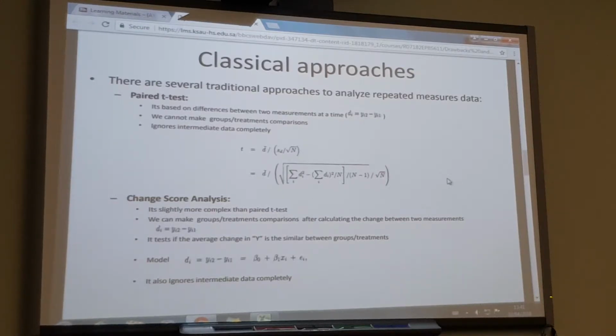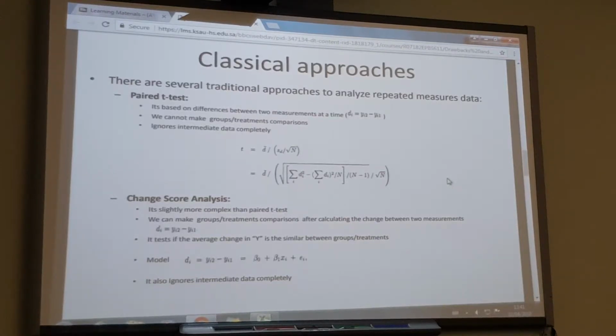So now the paired sample t-test, this is how it works. You're looking for differences between 2 measurements only at a time. We cannot do what? Group treatment comparison. We know it, correct? It ignores intermediate data. And this is the formula for that.